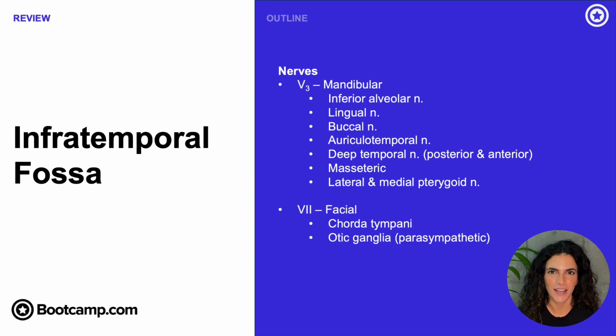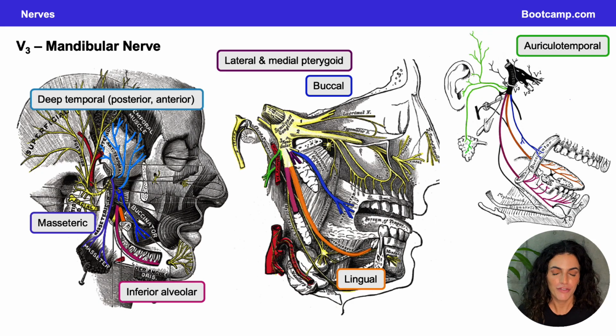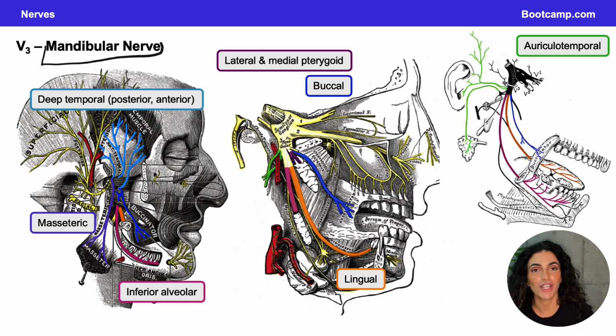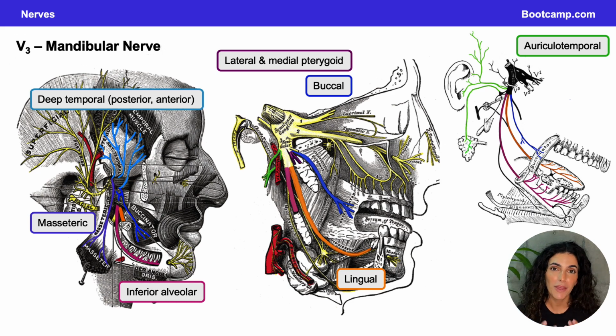For today's video we'll be talking about the nerves that are found in the infratemporal fossa. So the main nerve of the infratemporal fossa is our cranial nerve V3, also known as our mandibular branch off of our trigeminal nerve. Now the mandibular nerve is going to have some sensory and motor functions.